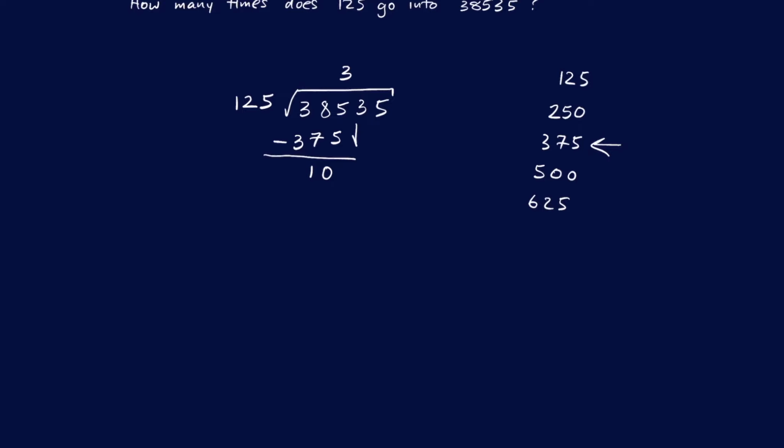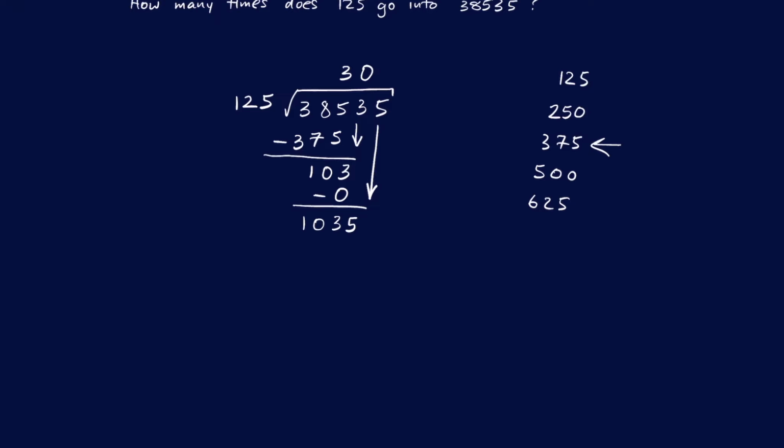So we're going to bring down the 3 and then try and figure out how many times 125 goes into 103. And the answer is obviously 0 because 125 is bigger than 103. So we're going to write that above here. We're going to multiply 125 by 0, which is 0, and we're going to subtract those two numbers. 103 minus 0 is 103. Since we subtracted, we're going to bring down the next digit of the numerator, which is 5.